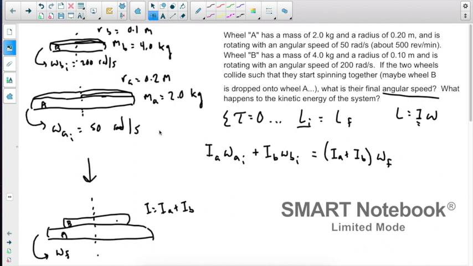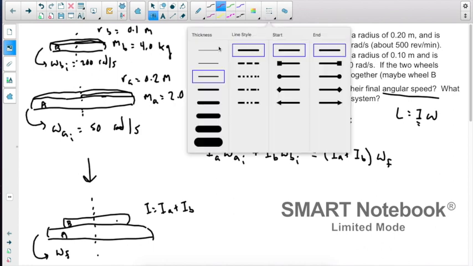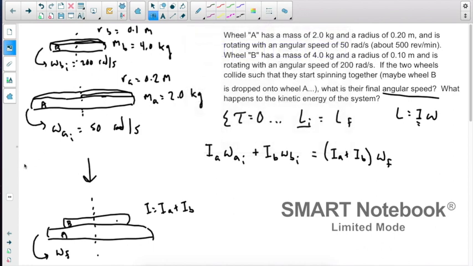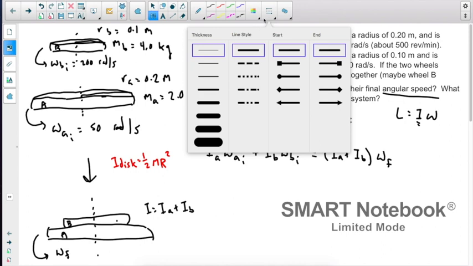So we know that these are basically cylinders or disks, and I hope that you guys remember the equation for the I value of a disk. We've practiced deriving this many times, but the I value of a disk is 1/2 mr squared. So I need to do that for each of these, for IA and for IB. Let me do that real quick.